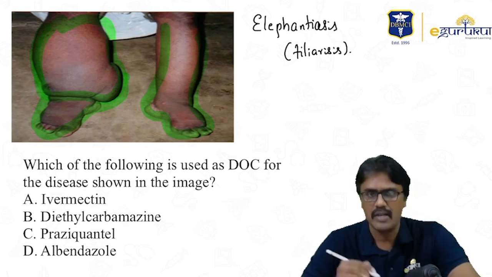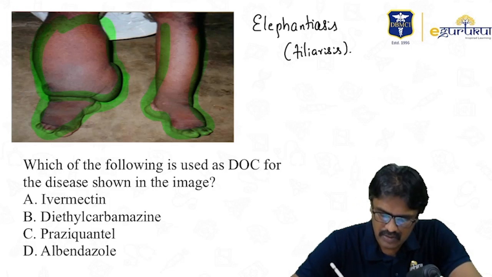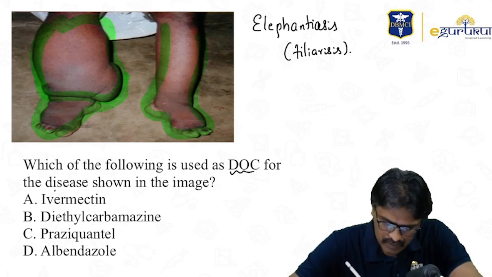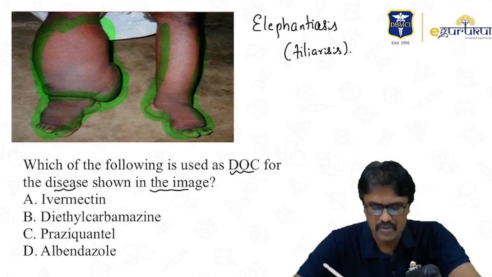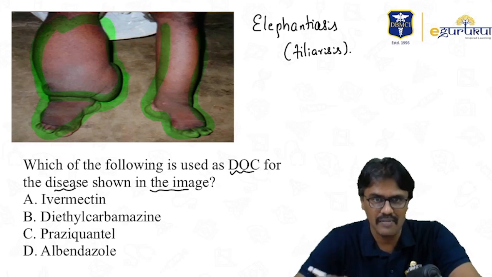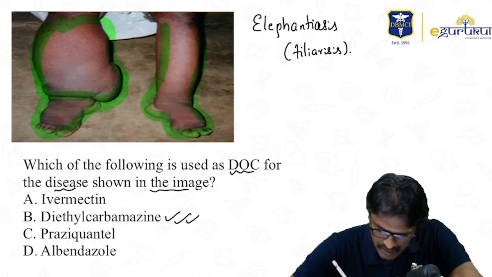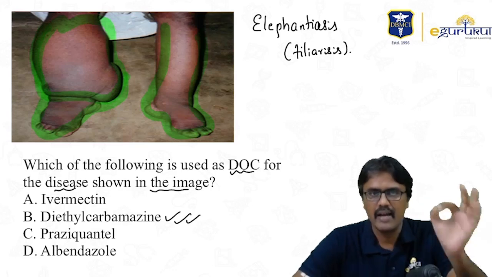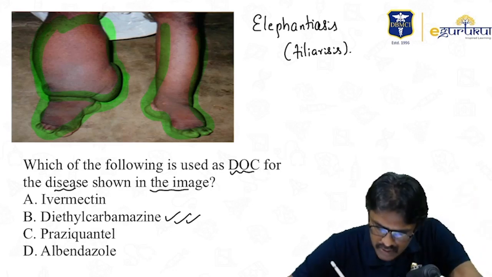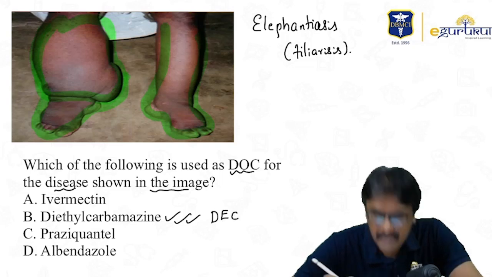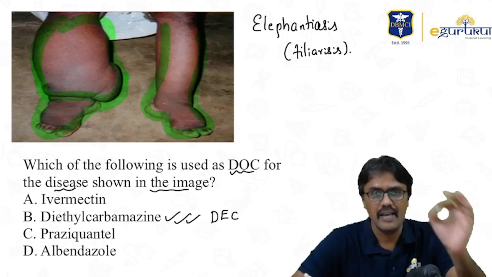Now, what is the question? Let us come to the question. Which of the following is used as drug of choice for the disease shown in the image? So, what is the disease you have to diagnose? It is elephantiasis. What is the drug of choice? The drug of choice for elephantiasis is diethylcarbamazine. So, in short, it is also called DEC.